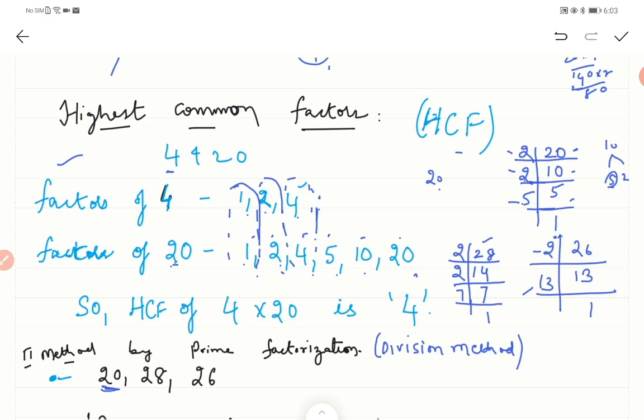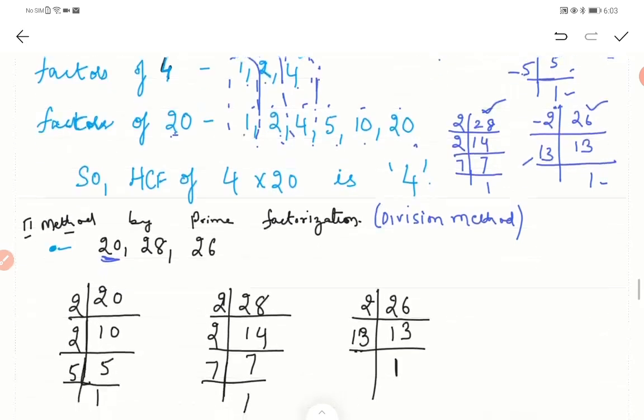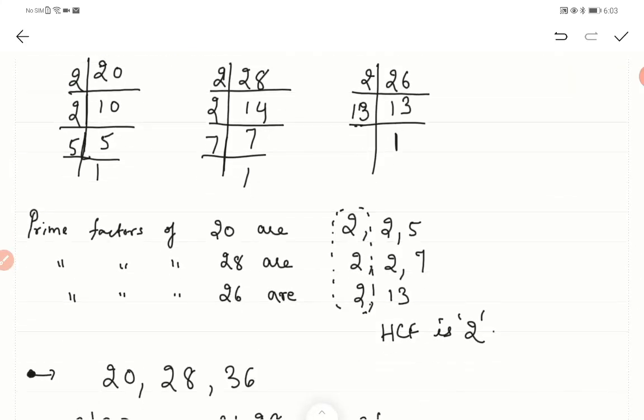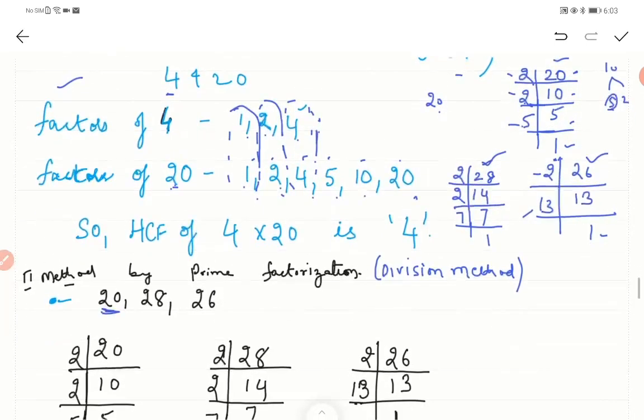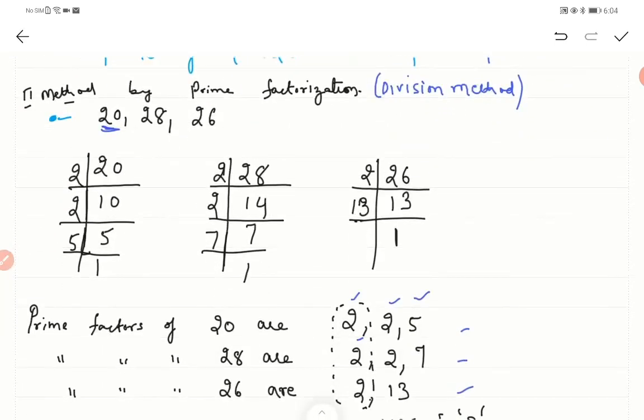All right. Okay, so for everyone, 1 is going to be the common factor. Now tell me, what is the highest common factor between 20, 28, and 26? If you want, you can note down like this, and just check which is going to be the common factor of all three numbers. So for 20 we got prime factors 2, 2, 5. For 28 we got 2, 2, 7.